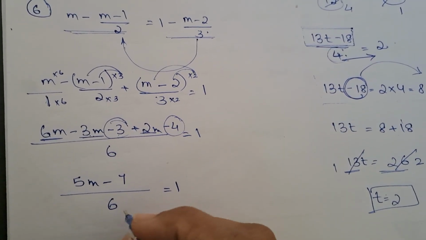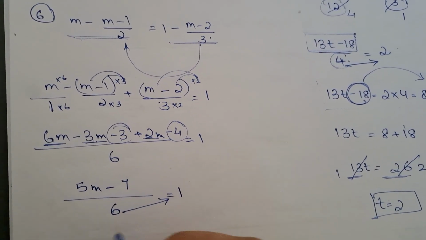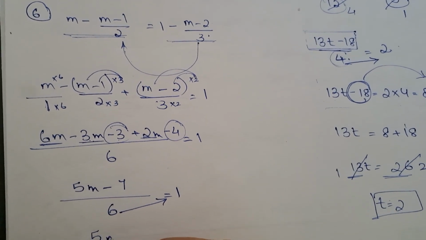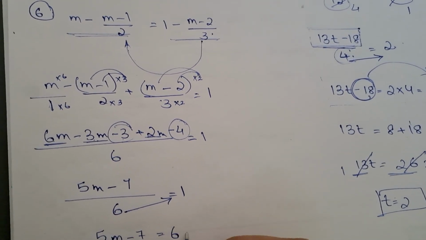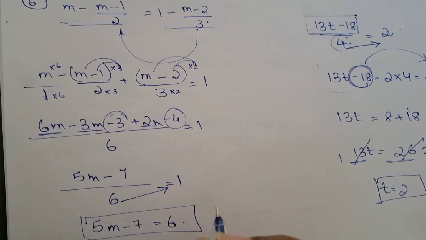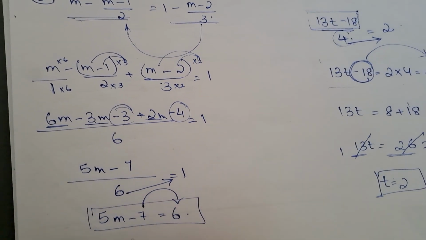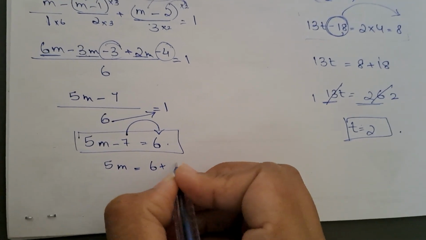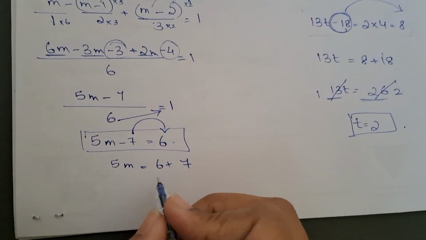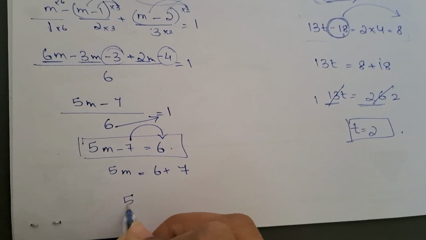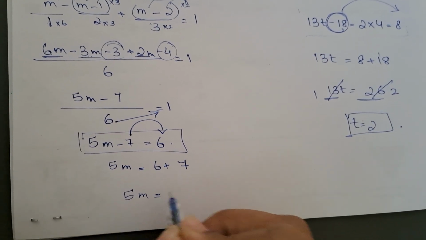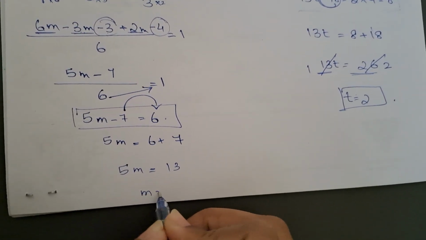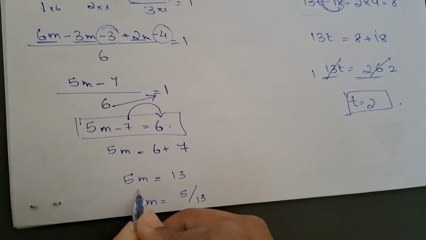Then what am I going to do? I am going to send the 6 towards the other side. It becomes 5m minus 7 is equal to 6. It is a linear equation. You are much aware of it now. Minus 7 goes towards the other side. 5m is equal to 6 plus 7 in here, and then it becomes 5m, which is equal to 13. So m is equal to 13 upon 5 would be your answer.